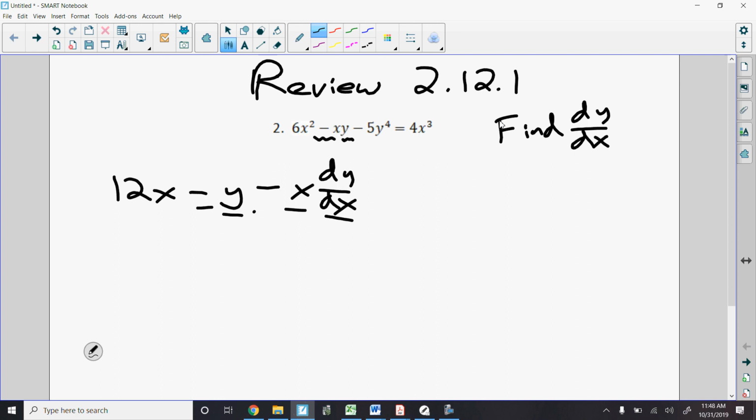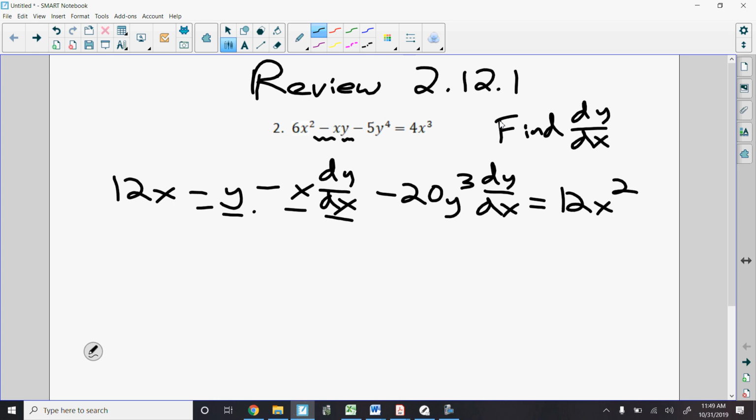Now I just need to keep deriving. The derivative of negative 5y to the fourth would be minus 20y cubed dy/dx, equals 12x squared. So there we have it. We got 12x minus y minus x dy/dx minus 20y cubed dy/dx equals 12x squared. Okay, now my goal is to isolate the dy/dx's.